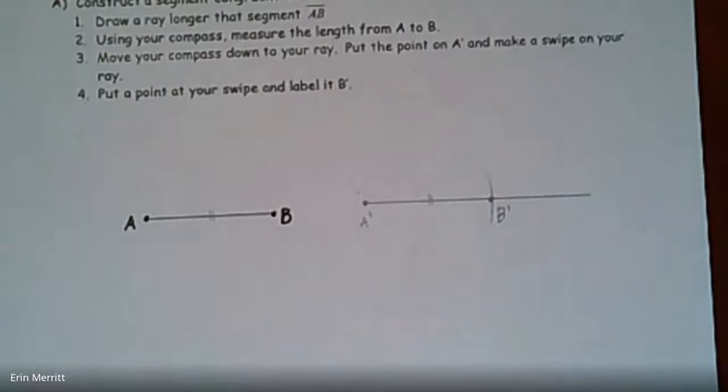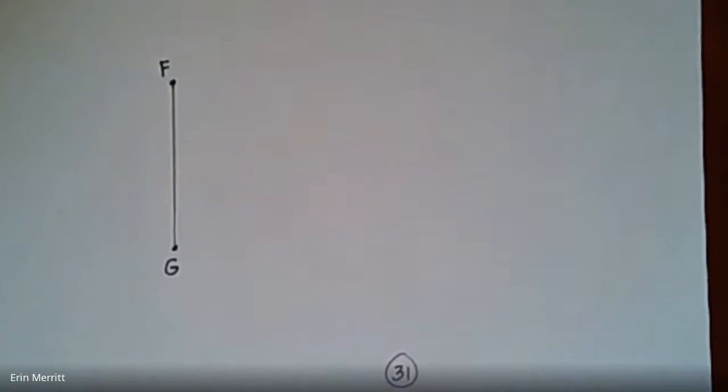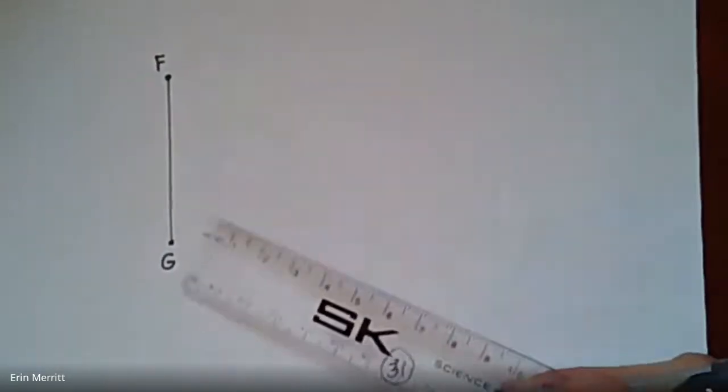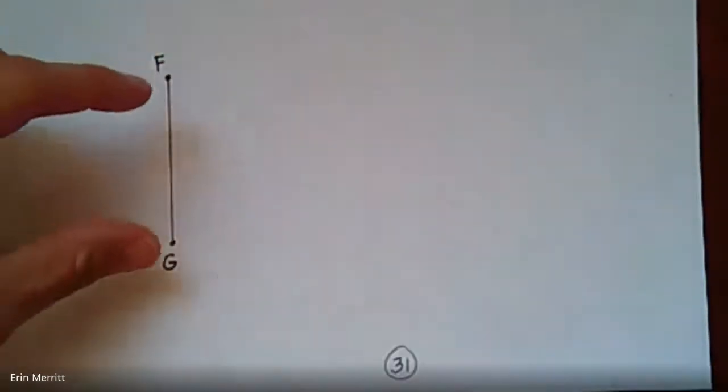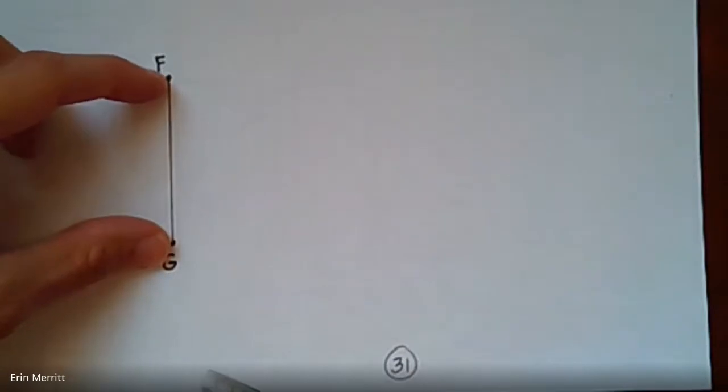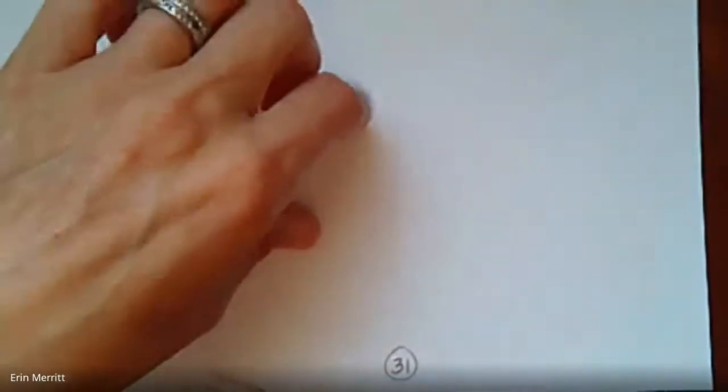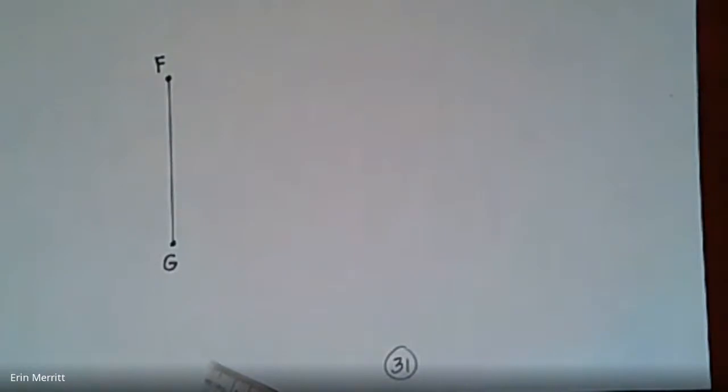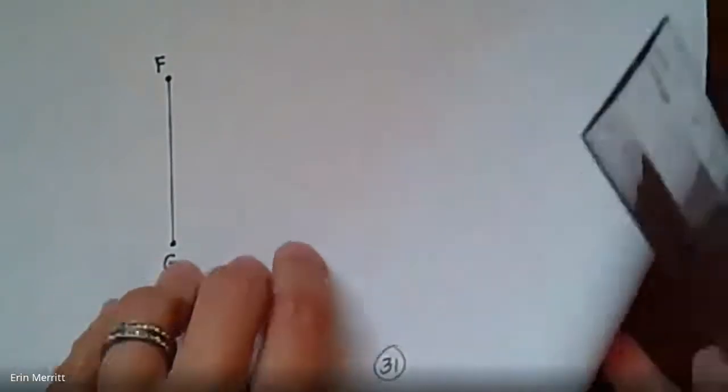You can certainly try it one more time if you like. You have segment FG down at the bottom, and you can repeat it. Give yourself a segment that's longer than FG, measure the length with your compass pointer to pencil, and then swipe that arc to mark what F prime G prime should be. On to the next page.